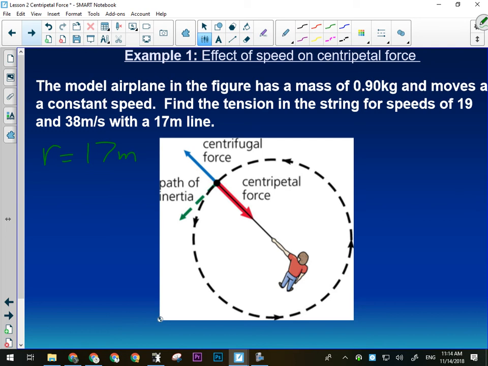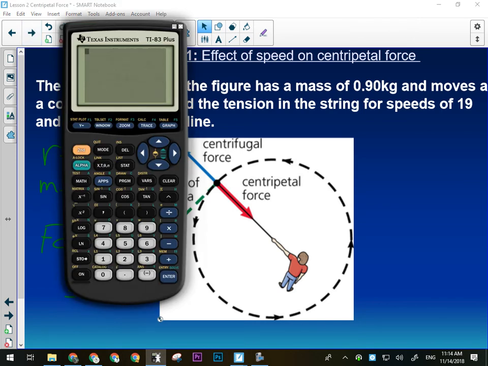17 meters, that's how long the line is. Okay, it's given us the mass of the plane, 0.9 kilograms, and it's given us the 2 different speeds that we want to compare. So to calculate centripetal force, I'm going to take mass times speed squared over r, so that'll be 0.9 times 19 squared divided by 17 meters. All right, so in the first situation, my centripetal force will be 19.1 newtons.